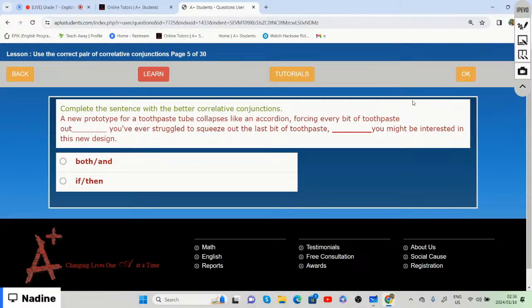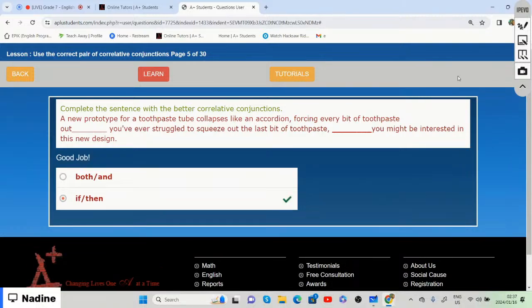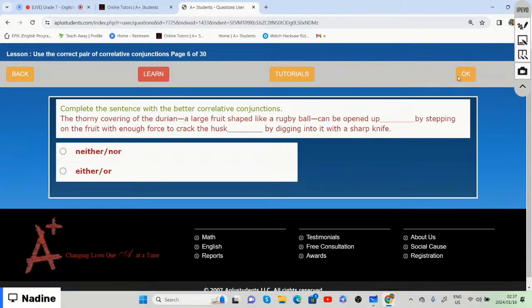All right. Then we're going to say a new prototype for the toothbrush tube collapses like an accordion, forcing every bit of toothpaste out. Then we can say if you've ever struggled to squeeze out that last bit of toothpaste, then you might be interested in this new design. So we use if and then.